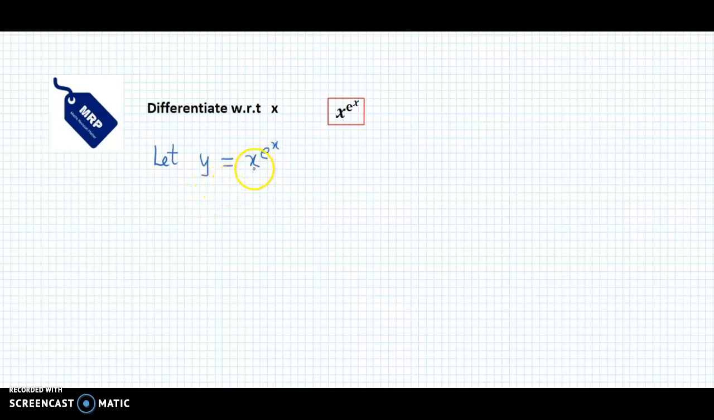Now this is of the form f(x) raised to g(x), right? And hence we use logarithmic differentiation in this case. So the next step is taking log on both sides. Taking log on both sides, we obtain log y is equal to log of x raised to e raised to x.